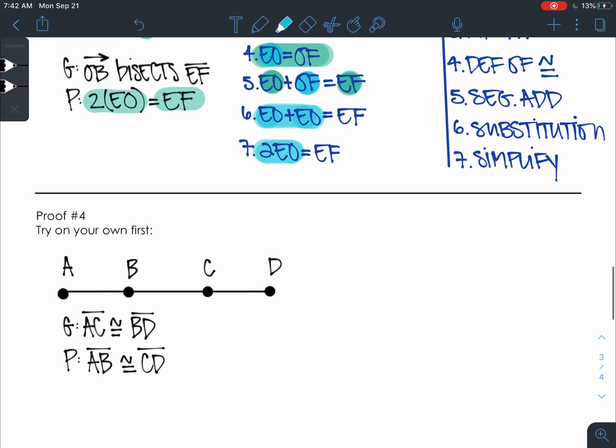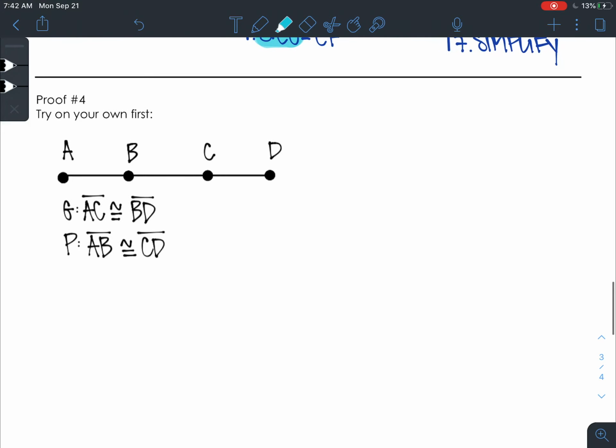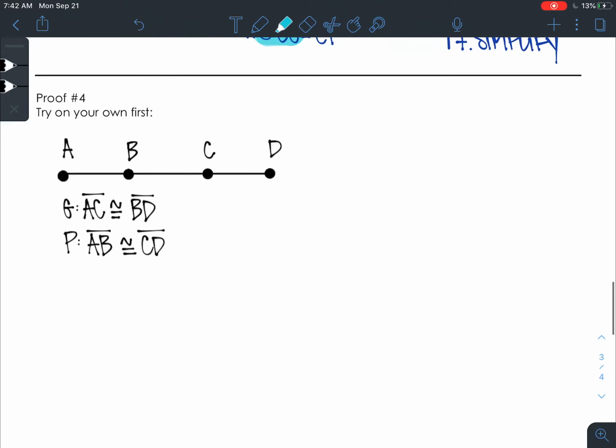Okay, so here's what I want you guys to do. I want you to try proof number 4 on your own, all right? And then I'm going to go through it, but I would like you to just see how it goes, okay?